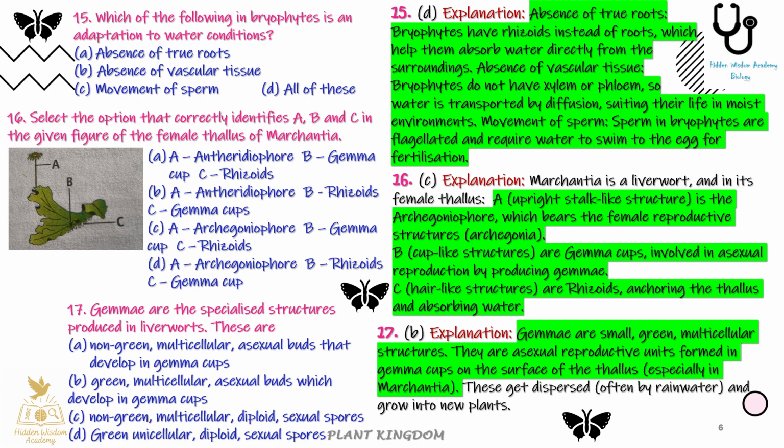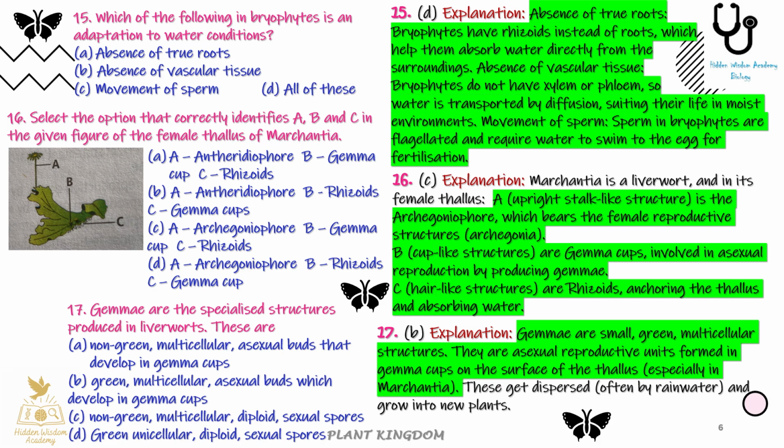Question 16. Select the option that correctly identifies A, B and C in the given figure of the female thallus of Marchantia. Option A: A, Antheridophore; B, Gemma cup; C, Rhizoids. Option B: A, Antheridophore; B, Rhizoids; C, Gemma cups. Option C: A, Archegoniophore; B, Gemma cup; C, Rhizoids. Option D: A, Archegoniophore; B, Rhizoids; C, Gemma cup.